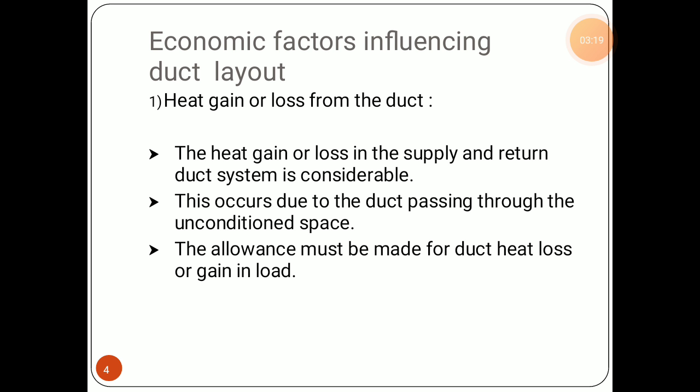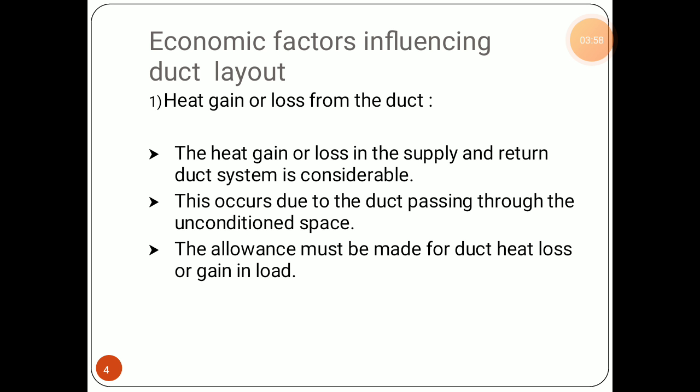Economic factors influencing duct layout. Heat gain or loss from the duct. The heat gain or loss in the supply and return duct is considerable because sometimes your conditioned air has to flow from a lower floor up to the 30th or 40th floor. In that case, heat gain or loss in the supply as well as in the return duct is considerable. This occurs due to the duct passing through unconditioned space.